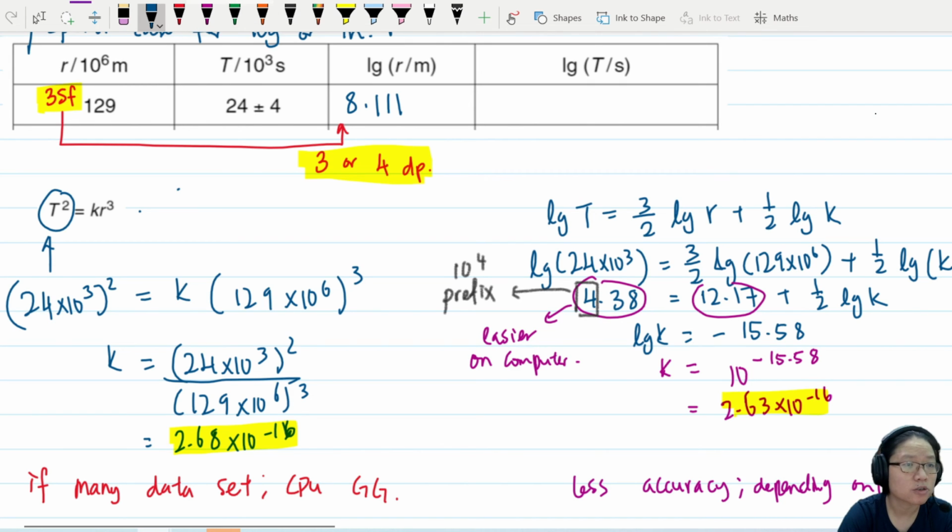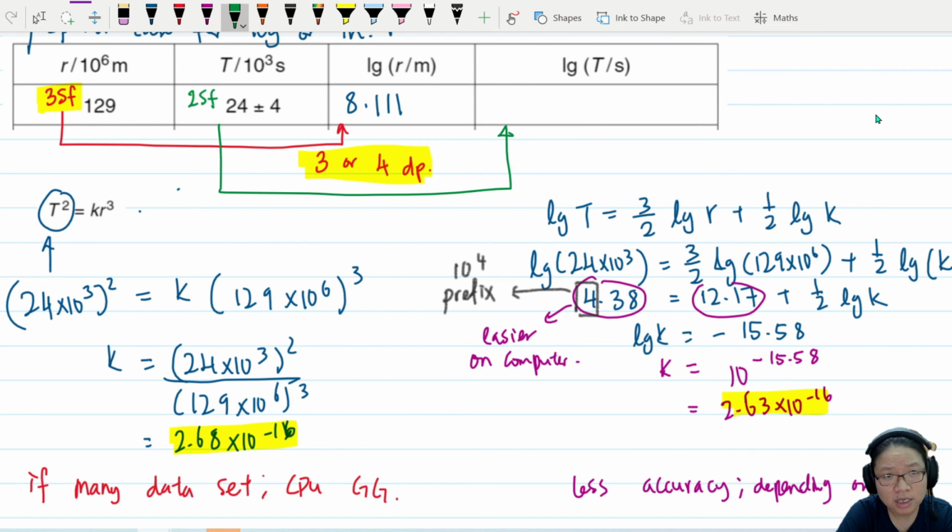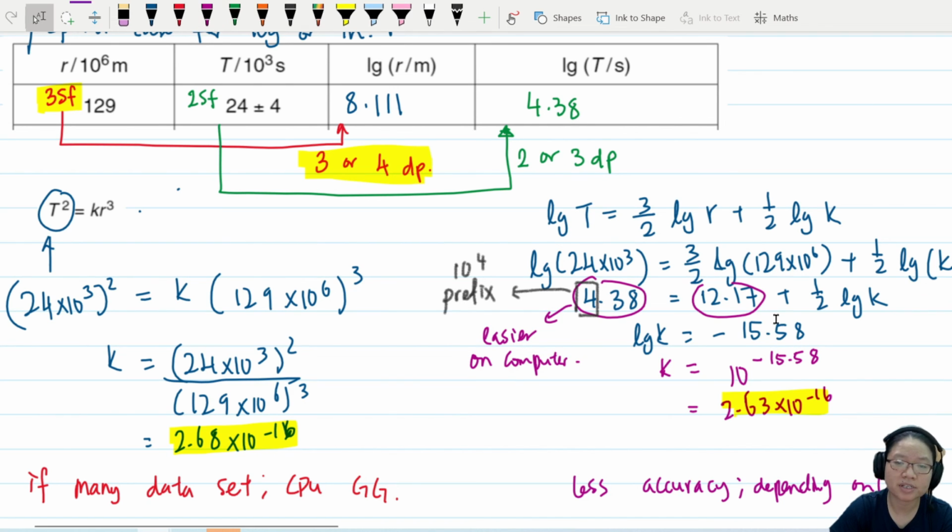Okay, so what about this one? This is 2SF. So when you transfer over here, it should be 2 or 3 decimal points. Oh, okay. So can I take 4.38? Sure. 4.38 is fine. If you're wondering why this is not 8.11, this 12.17, it's because the 3 over 2. I already multiplied 3 over 2. Okay, so this one you can write 4.38. You are good.